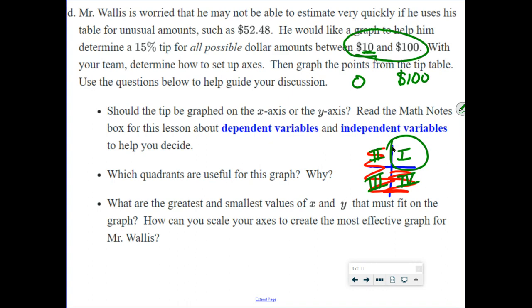Think about it. Think about what you might do. How can you scale your axis to create the most effective graph for Mr. Wallace? Now it's a 15% tip. Oh, by the way, how much was 15% of 100? It was $15, right? And 15% of 0 would be 0. So my x-axis, I need to go from 0 to 100. My y-axis, I need to go from 0 to $15.